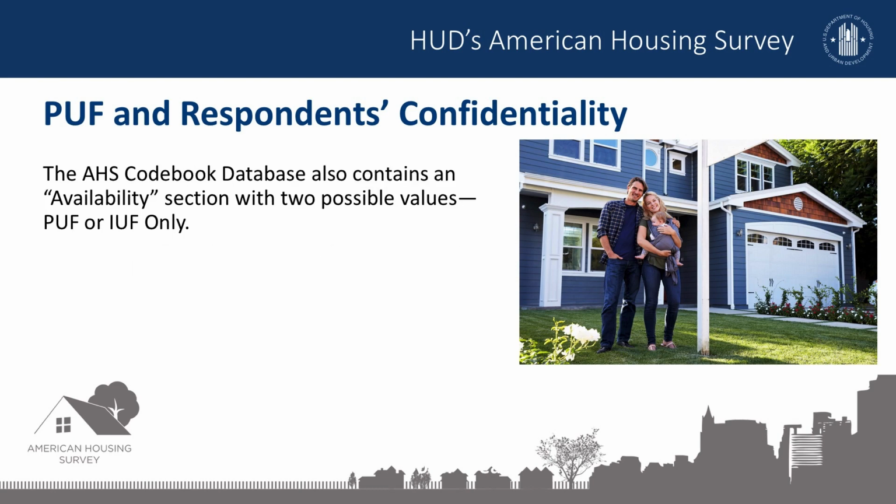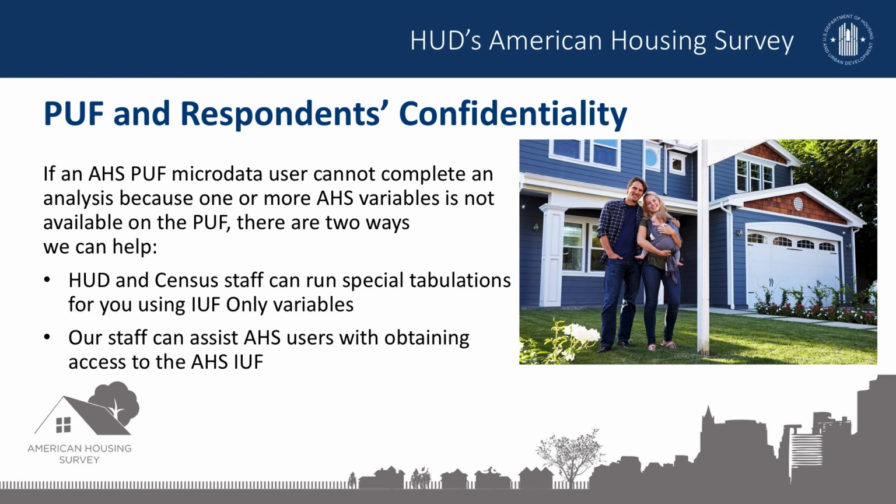The AHS Codebook database also includes an availability section with 2 possible values, PUF or IUF only. When a variable is used as IUF only, it means the variable exists on the IUF, but it is not on the PUFs. If an AHS PUF microdata user cannot complete an analysis because one or more AHS variables are not available on the PUF, there are 2 ways we can help. HUD and Census staff can run special tabulations for you using IUF-only variables. Or our staff can assist AHS users with obtaining access to the AHS IUF.